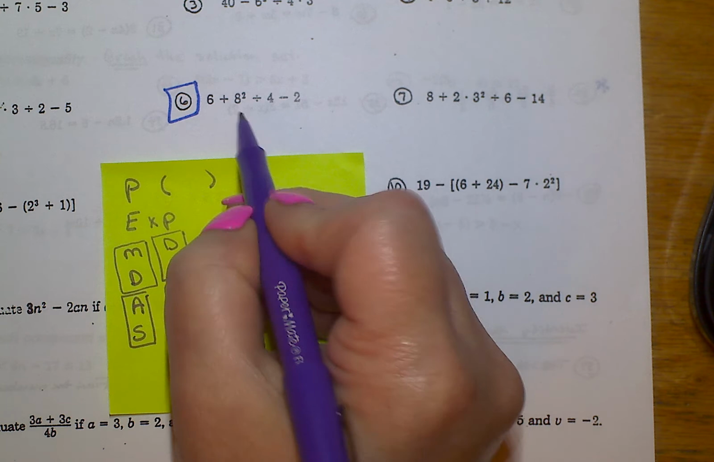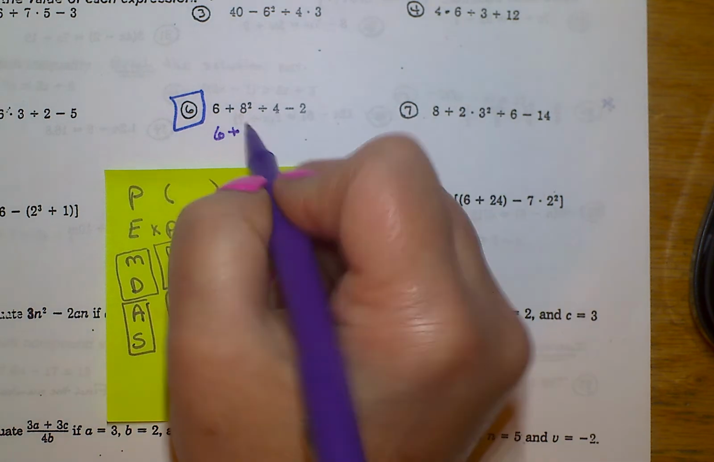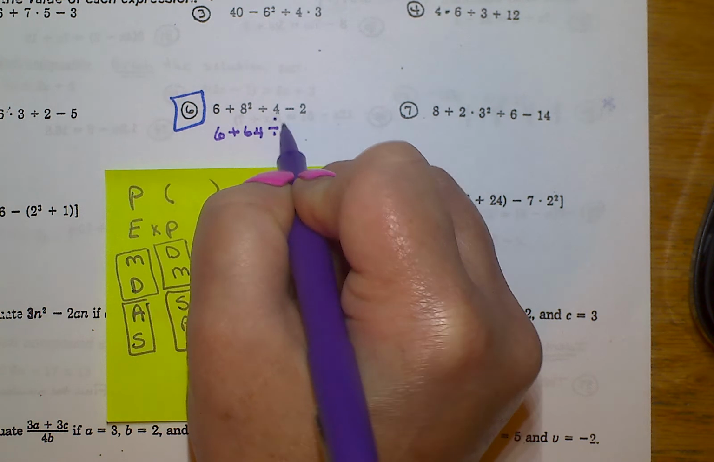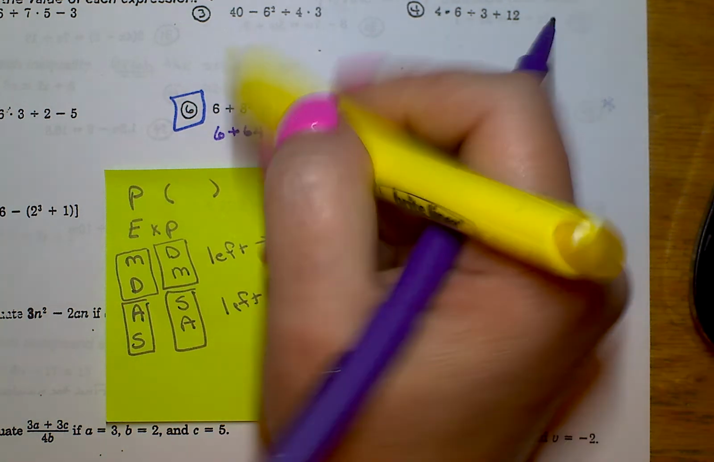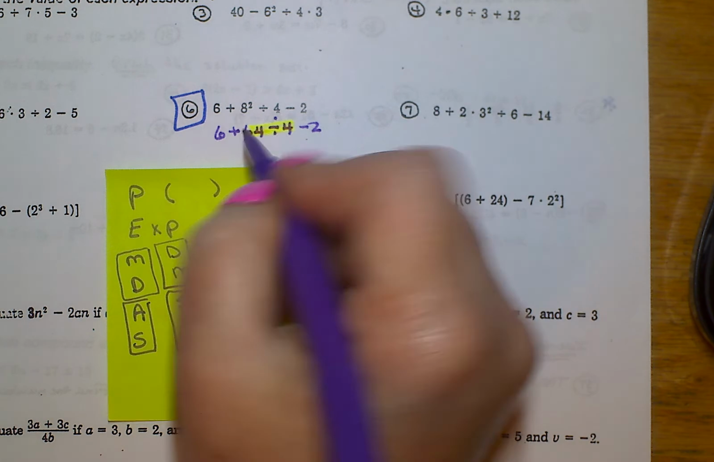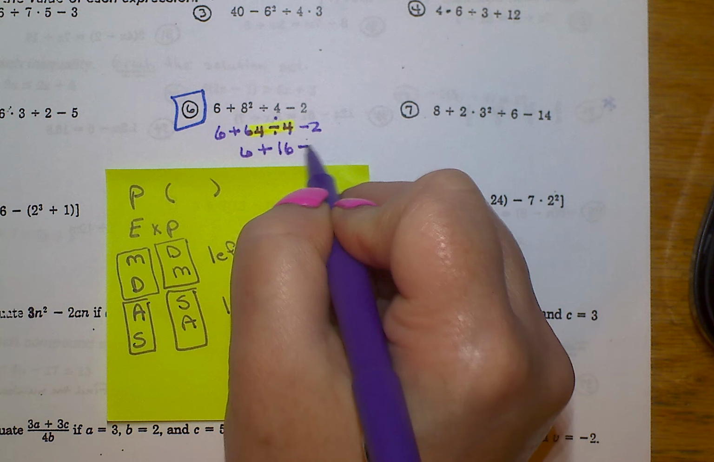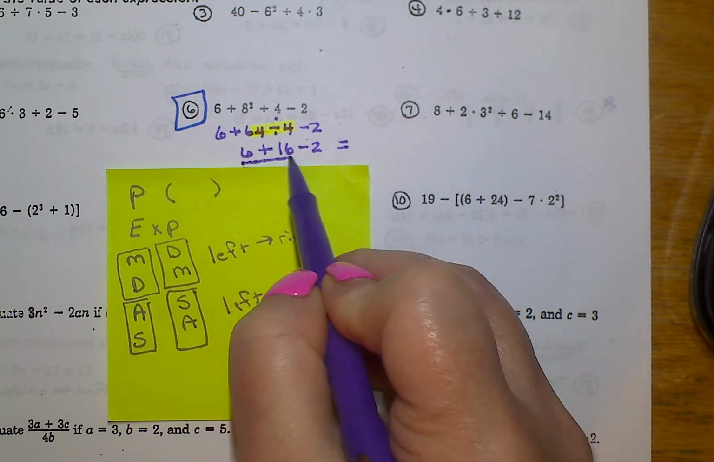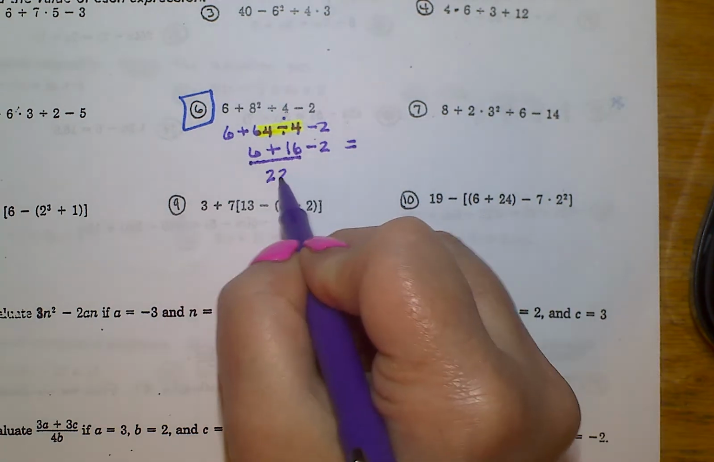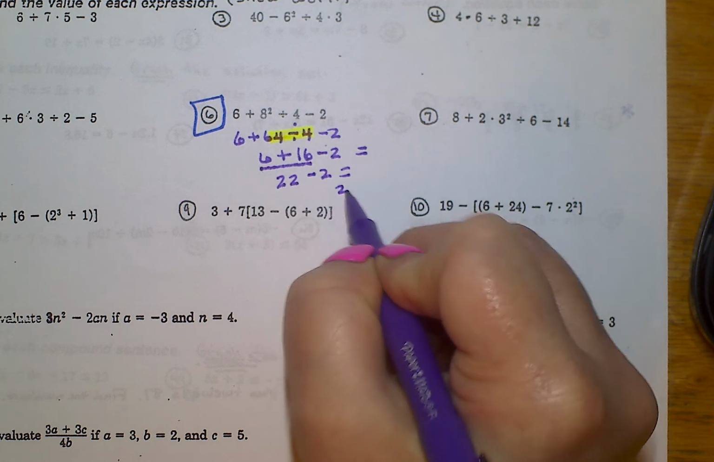Okay, so with this one, the first thing I'm going to do is I'm going to square 8. So 8 to the second is going to be 64. Next, I'm going to divide. 64 divided by 4 is 16. Adding comes first from left to right, so I do that first. 6 plus 16 is 22. And 22 minus 2 is 20.